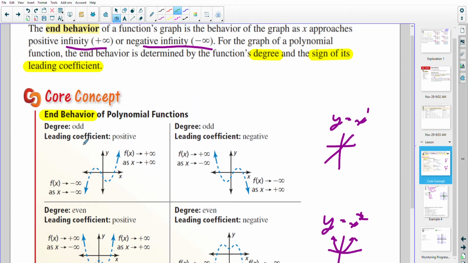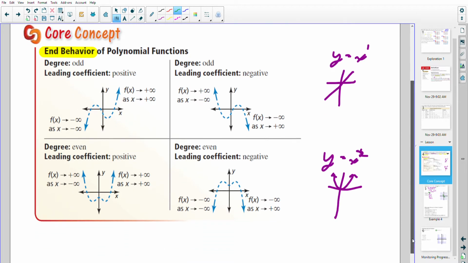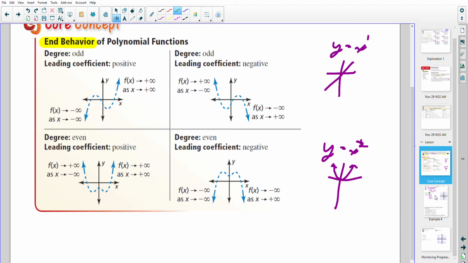and you look at the degree and leading coefficient, if you have an odd exponent or degree, it's going to look like this with a positive coefficient, and it's going to reflect about the x-axis if it's negative. And if it's an even degree, the left and right end behavior both rise to infinity, and if it's a negative leading coefficient, they're both going to fall.